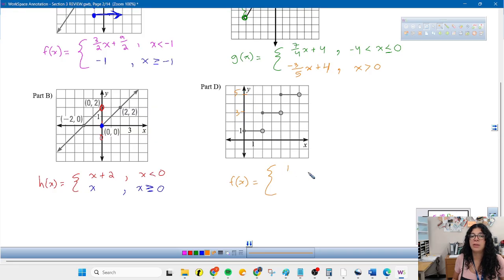So I'm going to use the y value of 1 when x is between 0 and 2, including 0, not including 2. I'm going to use the y value of 3 when x is between 2 and 4, including the 2, not including the 4. And I'm going to use the y value of 5 when x is between 4 and 6, including the 4, not including the 6.